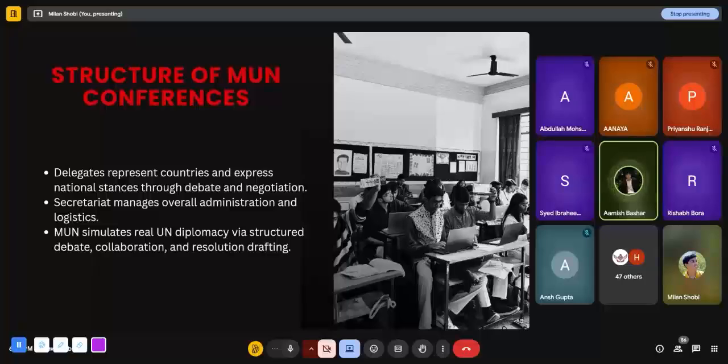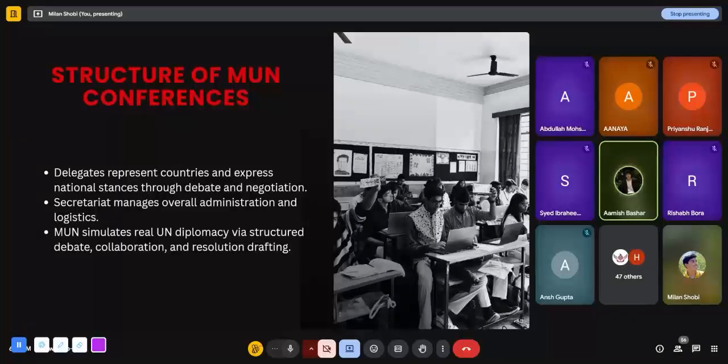So, to those of you wondering what happens in a typical MUN, let me break it down. It's not just a debate. It's a simulation of real international diplomacy. Every role and rule is designed to give you the experience of how global negotiations actually work. So, first, delegates represent countries. Each one of you will be a delegate representing a country, political party, or leader. Your job is to speak on behalf of that country, present their stance, and defend it during debates. You will engage in formal speeches, negotiations, and team discussions, all while staying in character.